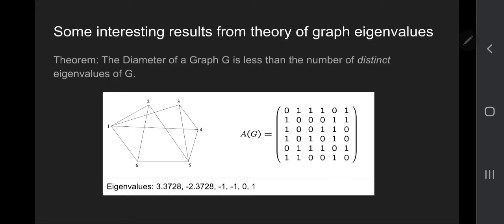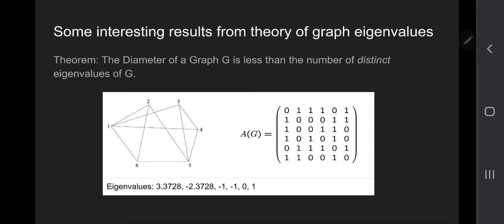So here's the first interesting theoretical result from the theory of graph eigenvalues. It's a theorem that says that the diameter of a graph G is less than the number of distinct eigenvalues of G. I've taken this example from a paper that I used to study for this topic, and we'll use this example to actually understand this theorem. We have this graph G on the left, we have its adjacency matrix on the right, and I put the adjacency matrix into a calculator and found the eigenvalues for it.